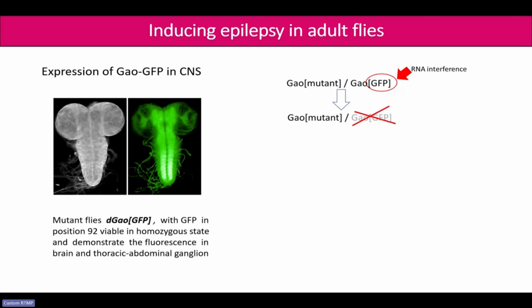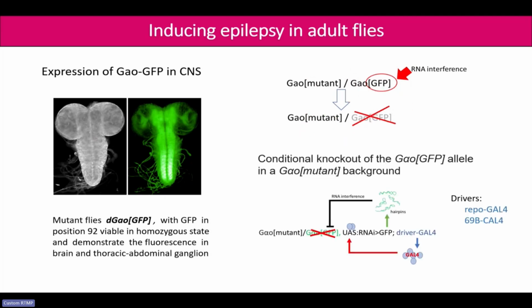So we can use RNA interference. We target the GFP RNA, and as a result we have hemizygote mutants. Using specific drivers, we use two drivers, Repo-Gal4 and another one, to induce a specific conditional knockout of the GFP alleles in the mutant background.